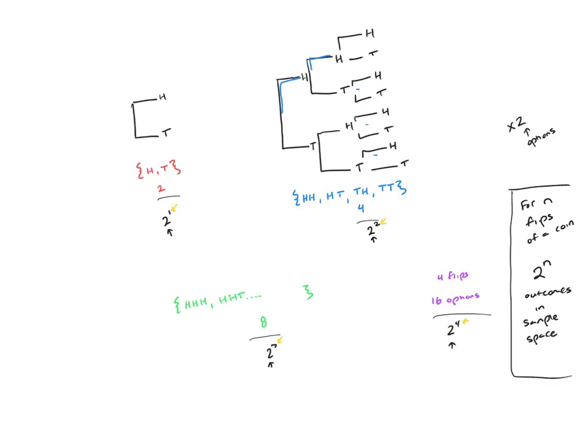And once again, this is coming from the fact that, okay, when I flip a coin, I've got 2 options. And then each time I flip it, I'm going to multiply it by 2 again, so 2 to the nth power. So, for instance, if I flipped a coin 10 times, I'd have 2 to the 10th power number of options in my sample space.